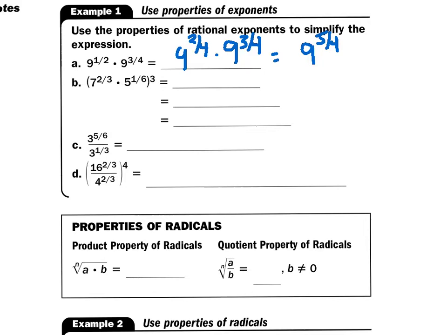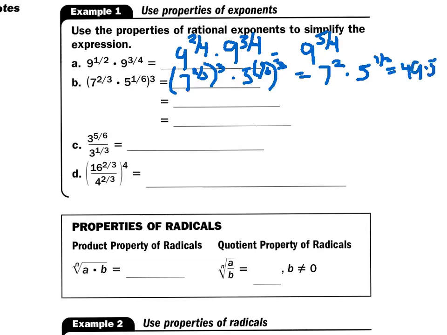Okay, on B, if I have a power, I multiply it in. So that is 7 to the 2/3 raised to the 3rd power times 5 to the 1/6 raised to the 3rd power. And that would be 7 to the 2nd times 5 to the 1/6 times 3 is 3/6, so 1/2. So that'd be 49 times 5 to the 1/2. Can't do anything with the 5 to the 1/2.